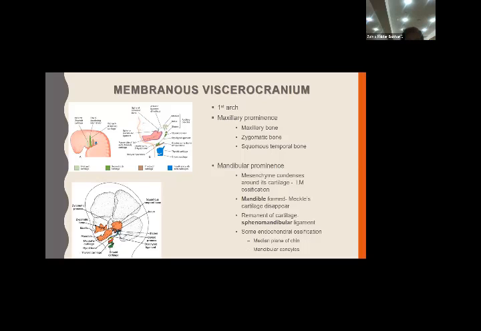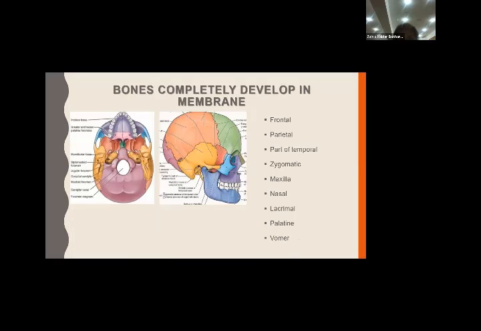It develops around the Meckel's cartilage. Okay. Mesenchyme around the Meckel's cartilage develops into the mandible. ये जो dotted line है ये Meckel's cartilage है, this is the Meckel's cartilage. इसको जाने दीजिए.